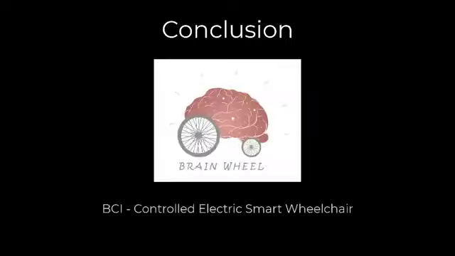In this project, we presented BrainWheel, a BCI-controlled electric smart wheelchair with autonomous capabilities designed to be easy to use for people with disabilities. As shown in the demo video, BrainWheel supports two modes of operation: the manual mode, where the user controls their movement by looking at a particular button on a screen, and an autonomous mode, where they can select one of certain predefined locations, and the wheelchair moves there autonomously.